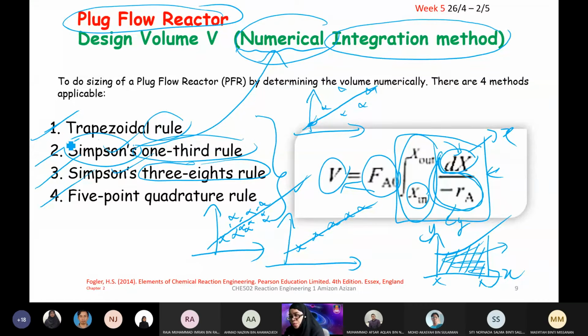As it goes from method 1, 2, 3, 4, the number of points increases. So that is why we have this last method, a 5-point quadrature rule. Out of these 4 rules, the 5-point quadrature rule is the most accurate, relatively comparing.